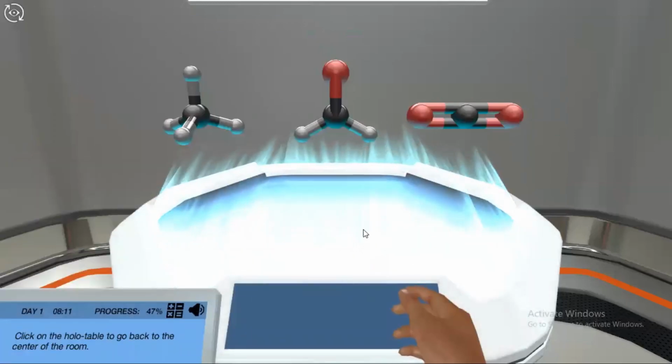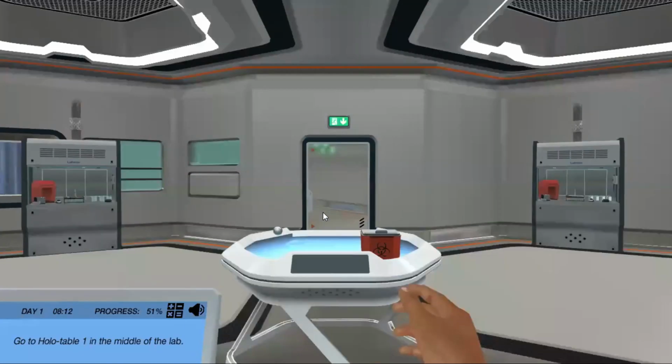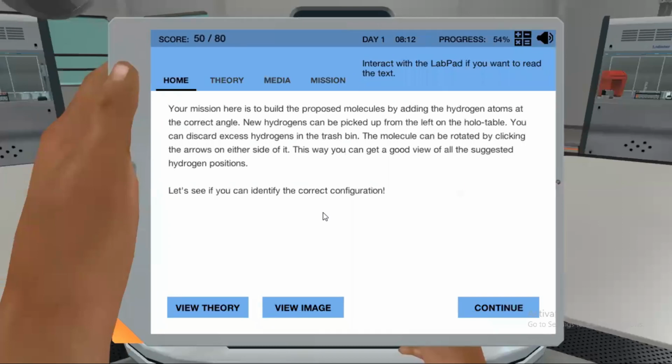Click on the hollow table to go back to the center of the room. Go to hollow table 1 in the middle of the lab. Your mission here is to build the proposed molecules by adding the hydrogen atoms at the correct angle. New hydrogens can be picked up from the left on the hollow table. You can discard excess hydrogens in the trash bin. The molecule can be rotated by clicking the arrows on either side of it. This way you can get a good view of all the suggested hydrogen positions.